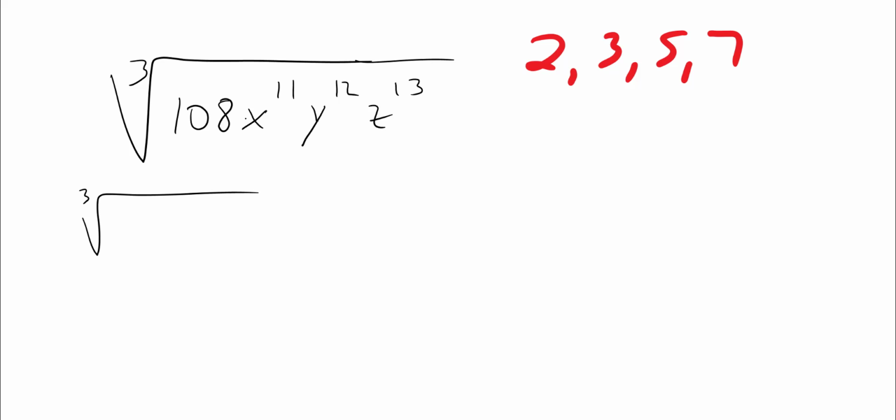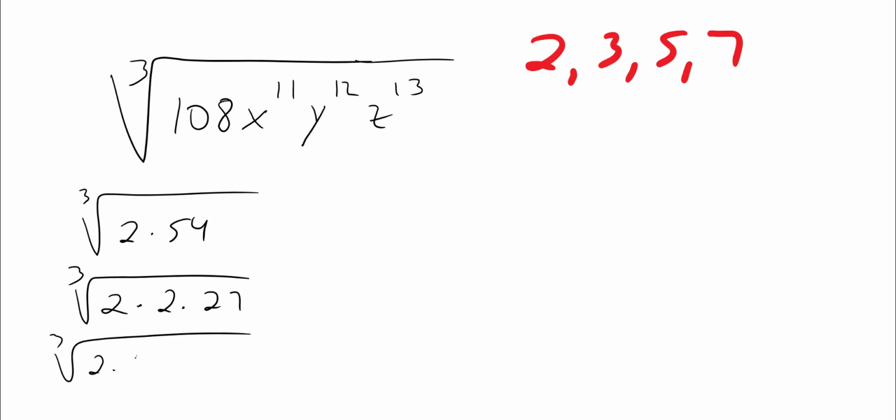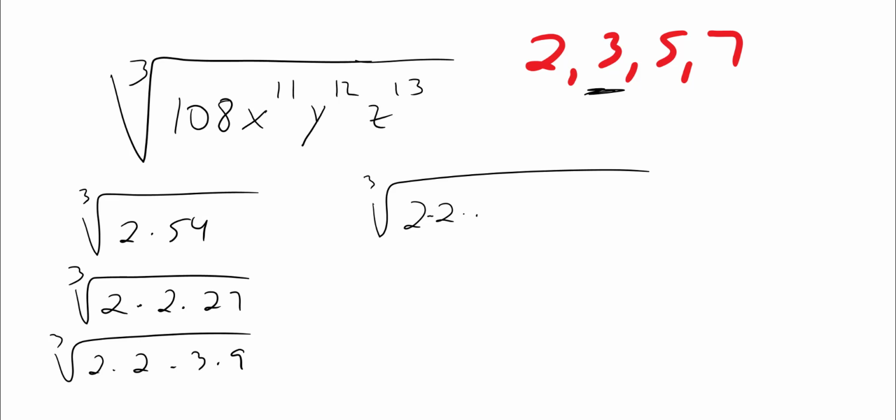108. I'm using my calculator. 108 divided by 2, so 2 times 54. Okay, I can keep dividing by 2. So 54 divided by 2 is 27. So 2 times 2 times 27. Well, I know I can't divide by 2 anymore, so I'm going to start going with 3 now. So 27 divided by 3 is 9. So 2 times 2 times 3 times 9. And then 9 splits up into 3 and 3. So 2 times 2 times 3 times 3 times 3.